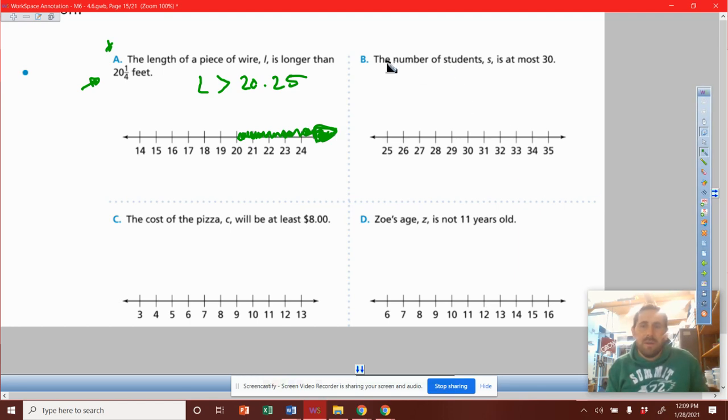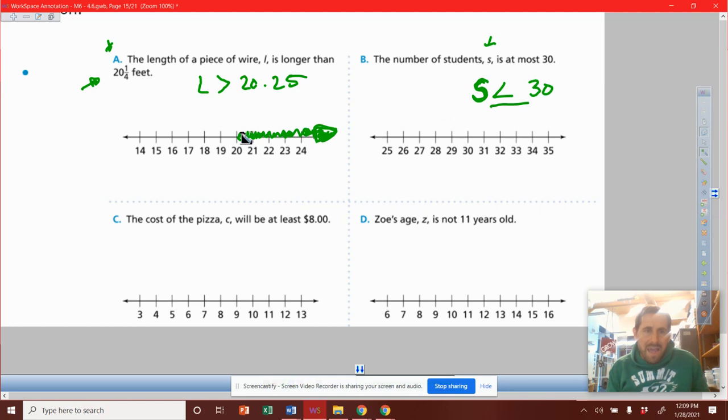Okay. Now here, B, we have the number of students S is at most 30. So S is not bigger than, it is at the most. So it could equal 30. This is why I don't like using the variable S. It looks like a 5. Sorry, this is an S. S is less than or equal to 30.